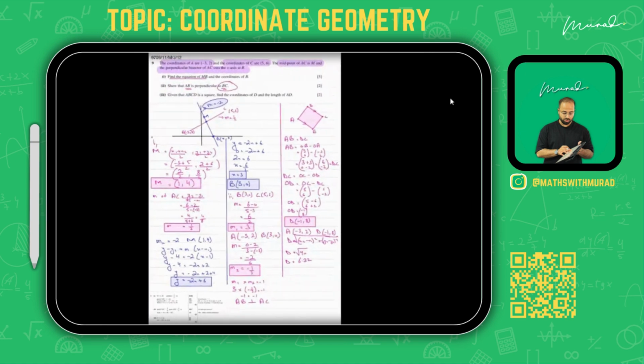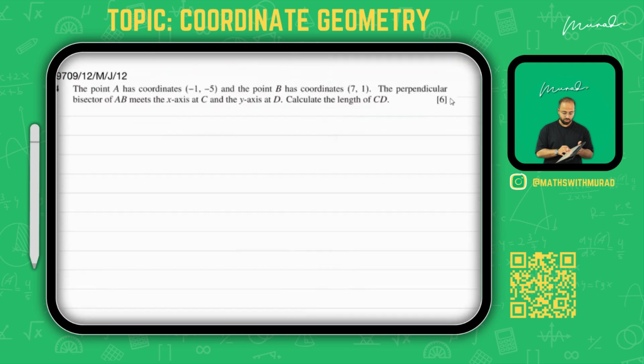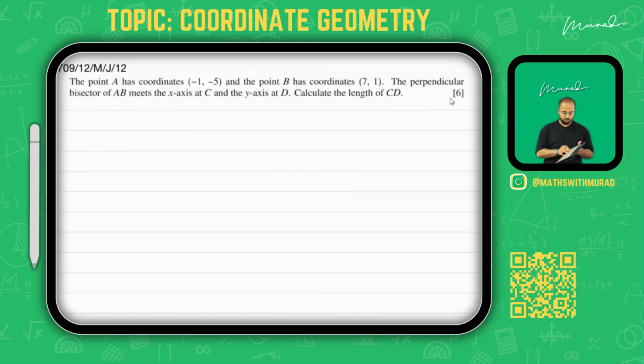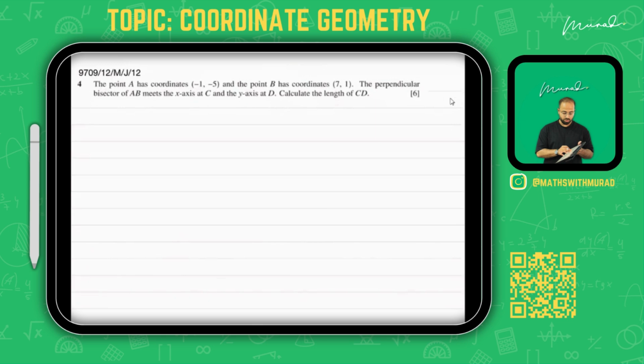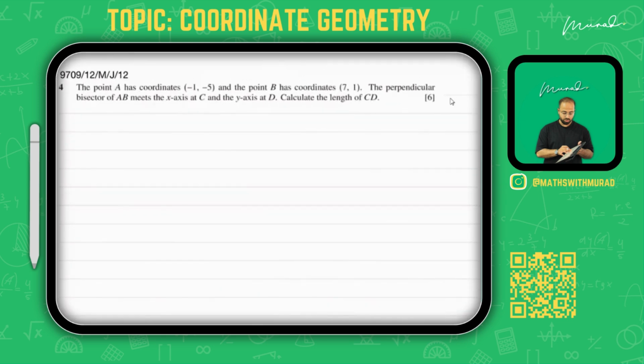Now moving forward towards the next part, we have May June 2012 paper 1-2. This is the part which we are going to solve right now. We are getting 6 marks for this complete part. Now again, you need to figure out what is happening. Now making the diagram, then we are going to figure it out.